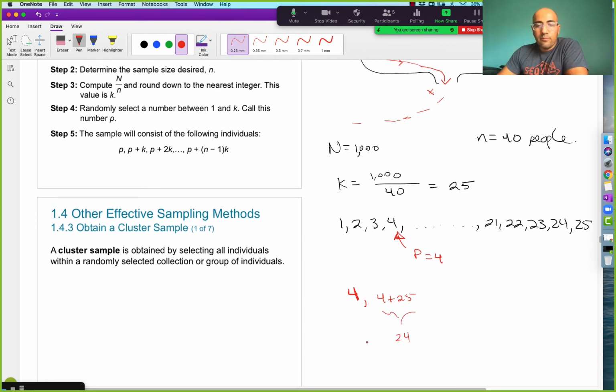So I ask the fourth person, and then I ask the 29th person to come out of the room to be part of my sample. Then I take 4 plus twice 25, which is 54, so the 54th person is also a member of my survey. Then 4 plus triple 25 is the 79th person. And that's what this is describing. You just keep going that way.